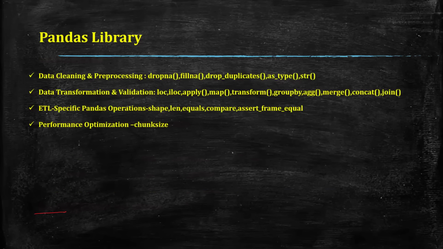Now, the Pandas library, which we are going to use for data cleaning and processing, data transformation and validation, and we are going to discuss ETL specific validations. Whenever you do that, the important thing is whether it is pass or fail. This is the bread and butter for you. We are going to do that, and even performance optimizations in Pandas.